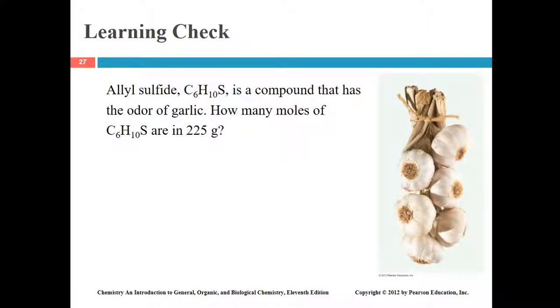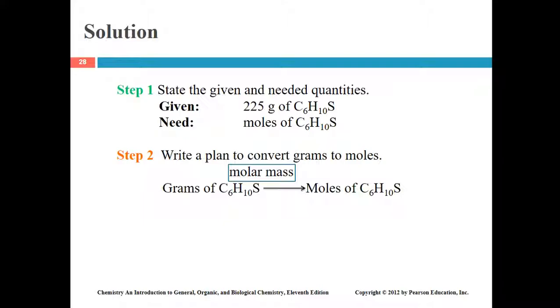So, our allyl sulfide, C6H10S, is a compound that has the odor of garlic. How many moles of our allyl sulfide are in 225 grams? All right, so all we have to do is to go from grams to moles. We're going to do that via the periodic table. See if you can do that.